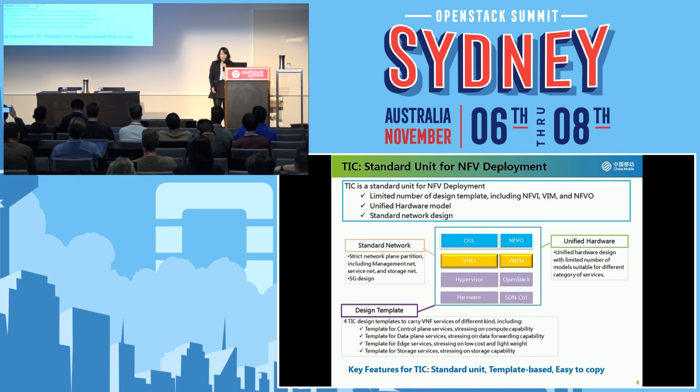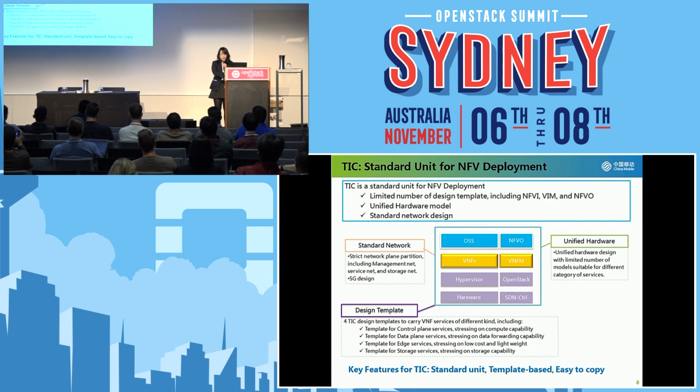And there may be a template for data plane service stressing on data forwarding capability, like what we now have as virtual BRAS, virtual EPC, and things like that. And also we may have a template for the edge services, maybe stressing on the low cost and lightweight. And maybe for storage services like virtual CDN, we may stress on the storage capability.